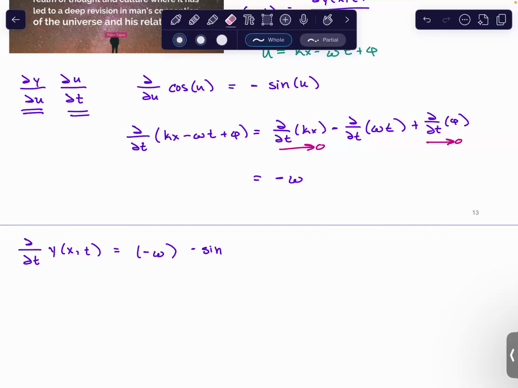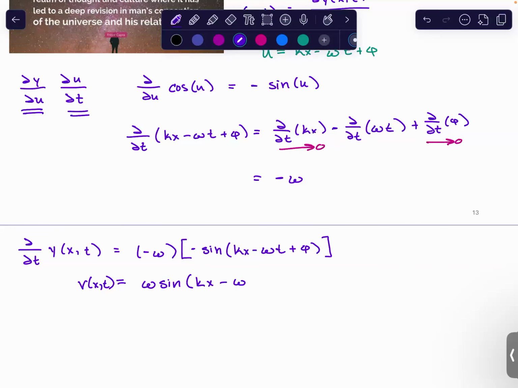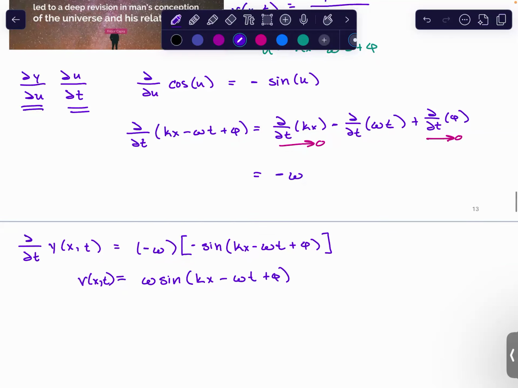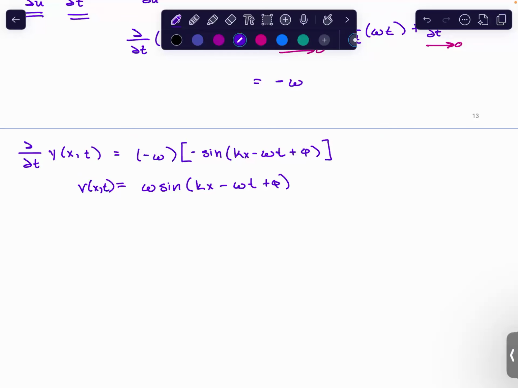Let me go ahead and make this square bracket. We're going to put the u back in, because at the end, you always resubstitute the u function back in. And so this is going to give us our velocity. Well, we need the y max in there. There we go.